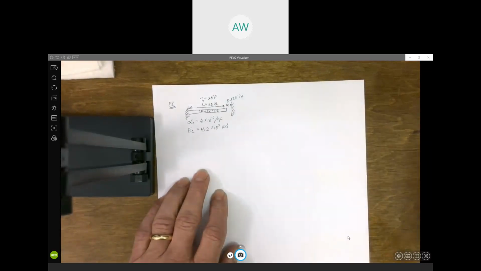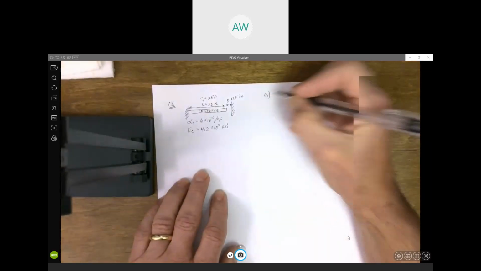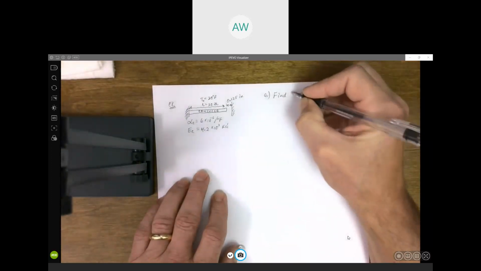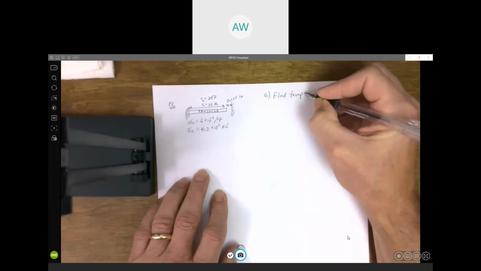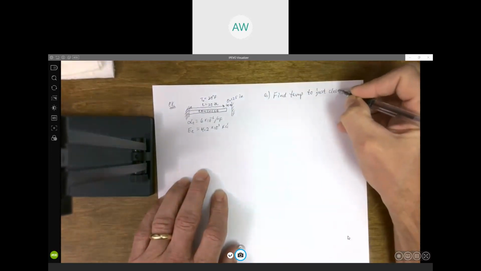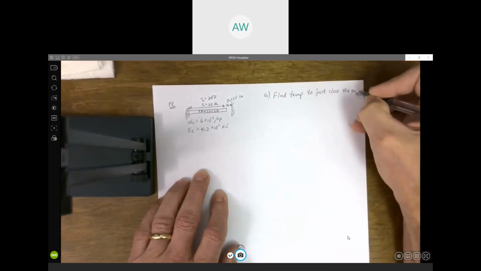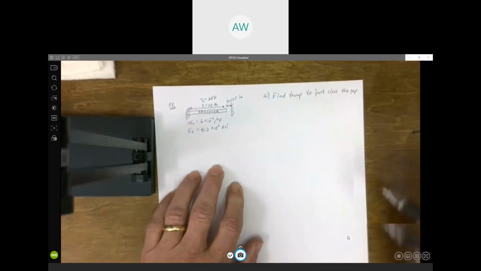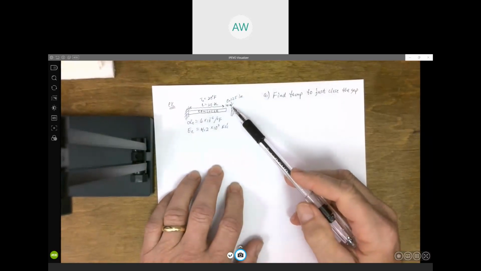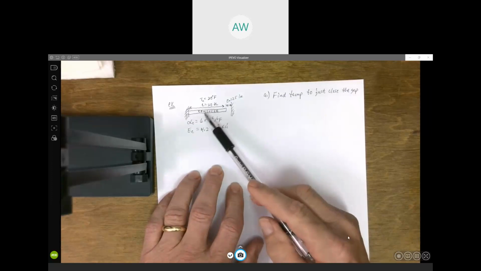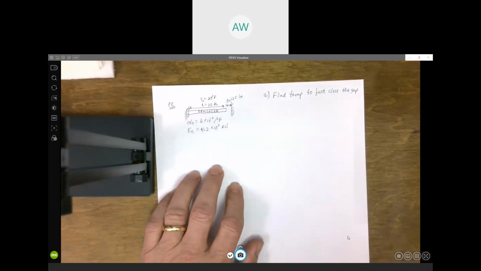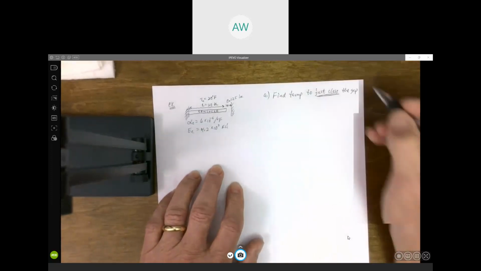So we're actually going to do two things here. First part, part A, we're going to try to find the temperature to just close the gap. In other words, at 20 degrees, it's sitting like 0.125 inches from this wall. What temperature is going to cause this concrete to expand so that it's just about to touch that wall? Okay, it just closes the gap.